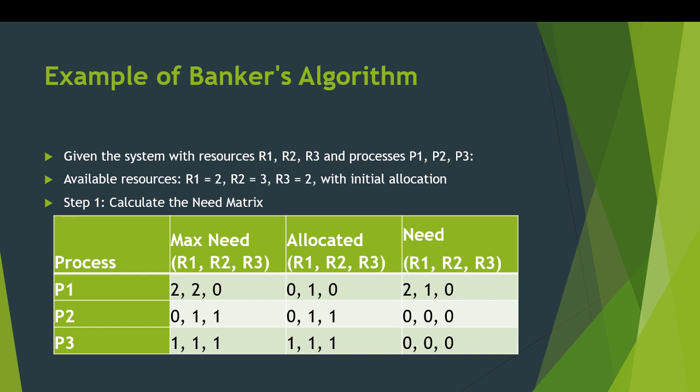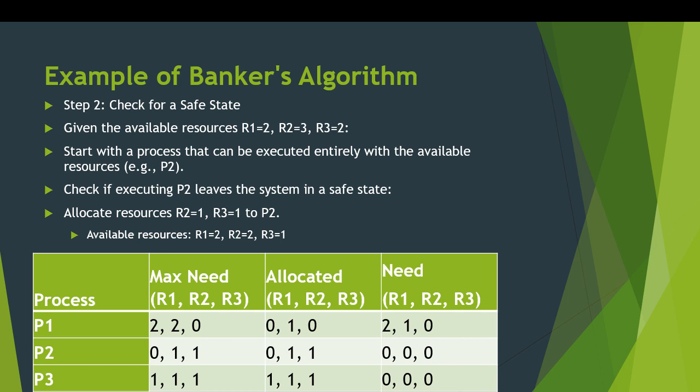Similarly for P3. Now on step 2 we check for states and it is safe. So we give an allocation for R1 is 2, R2 is 3 and R3 is 2, which is the maximum available resources. Now we start with a process that can execute entirely. For example, you can choose P2 or P3. For example, we choose P2, so we can easily execute P2 without creating a deadlock. So that leaves the system in a safe state.